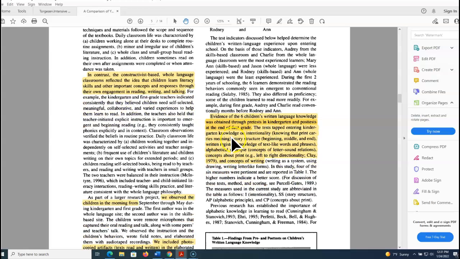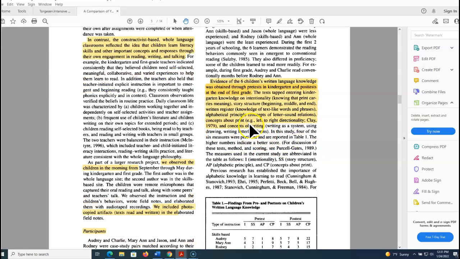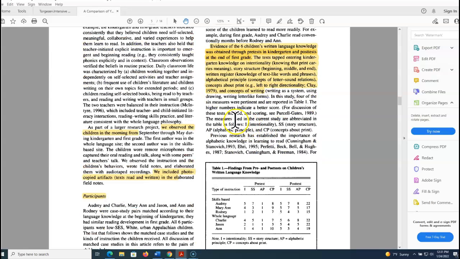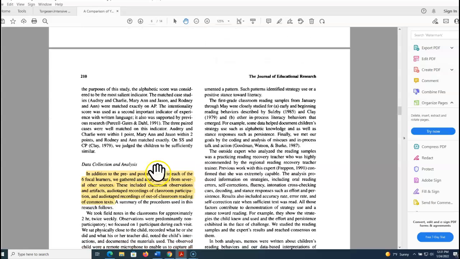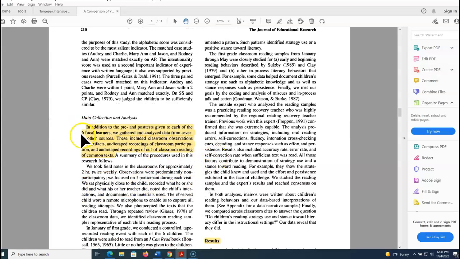All right, they do have some tests here. Also, the type of measures given are in the methodology. So they talk about the tests entering kindergarten and how they are going to observe them and what they're going to be recording. Describes the participants here in the study. Yes, yes, yes. How the data were collected and analyzed. This is important. It gives us all the information.